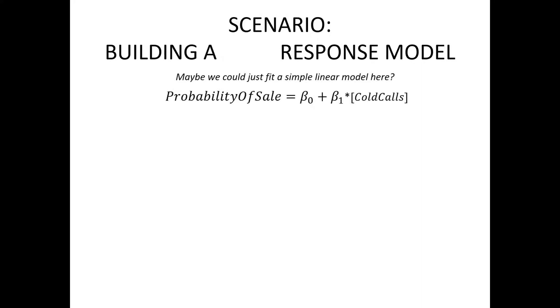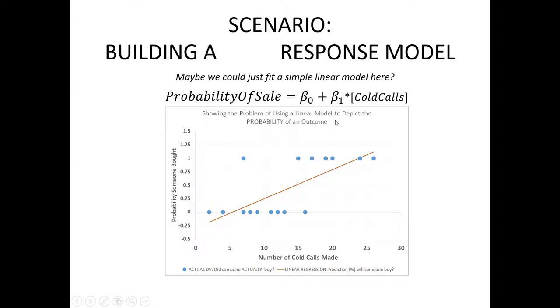But rather than just describing this particular pattern of data, we actually want to build an actual response model. And if we didn't know anything about logistic regression, maybe our first intuition would be to build just a simple linear model. In other words, the probability of someone making a sale would simply be a simple linear model here. We'd have a beta parameter for the number of cold calls and the y-intercept. And sure enough, we can absolutely do that. Here is the best fitted line using a simple linear model. We can even get the calibrated parameters for this.